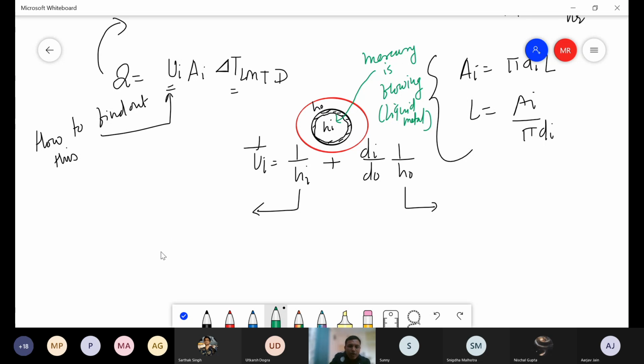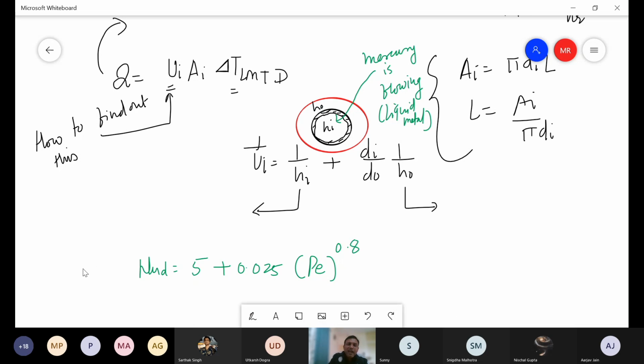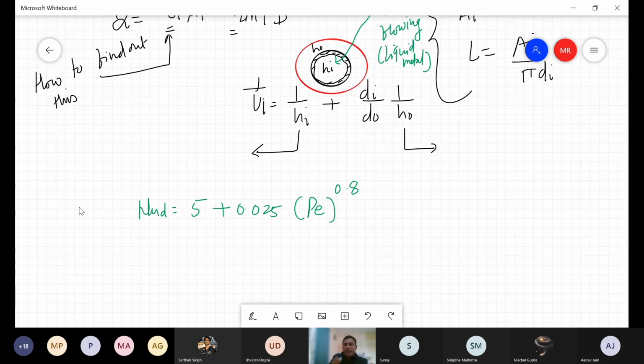For a liquid metal, the correlation given here is the Nusselt number NuD, if I am not wrong, let me write that down, given as 5 plus 0.025 into the Peclet number raised to the power 0.8. This is what the correlation is. Correct? So let's try to find out the individual quantities first.